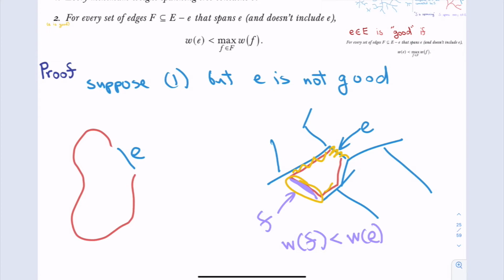But now if I take my original tree, I delete E and I replace it with F, the weight would have gone down. I would get a tree again, but the weight goes down. But we had assumed that the tree was a minimum weight spanning tree containing E. So that can't happen.